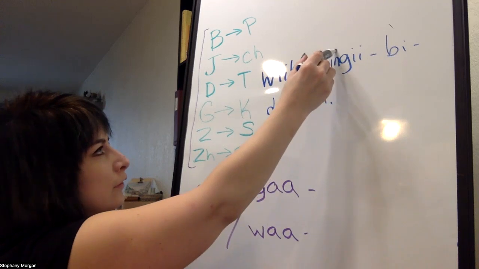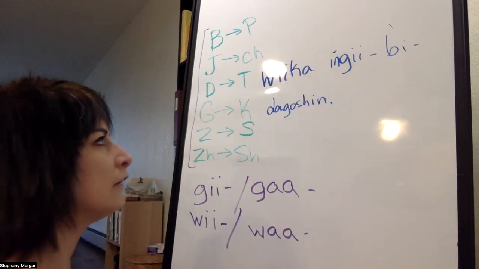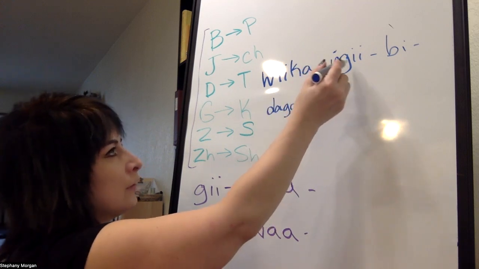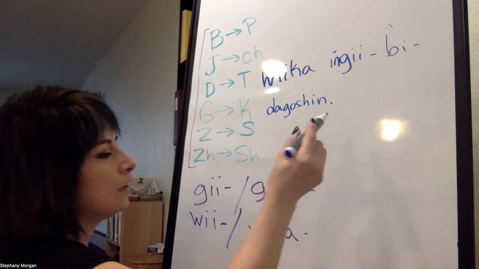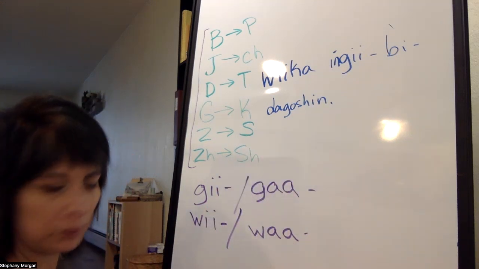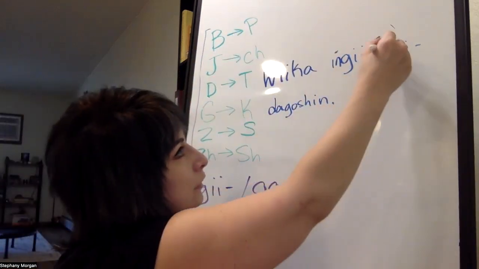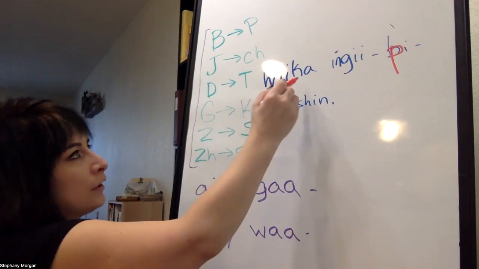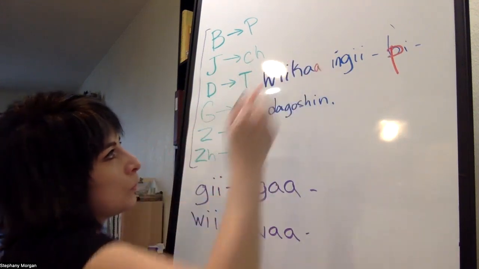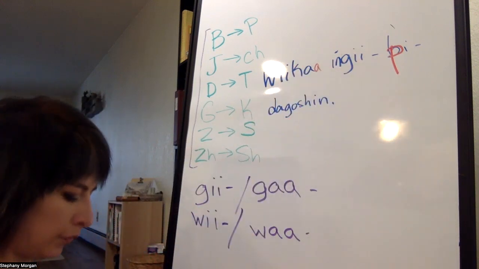That's in the past tense because they're referring to something that they had been doing, which was the process of arriving. This is I or me, in. Past tense is gi. That makes the bit preverb change from B to P. Wika, sorry. Wika ingi pitagoshin. It took a long time for me to get here.